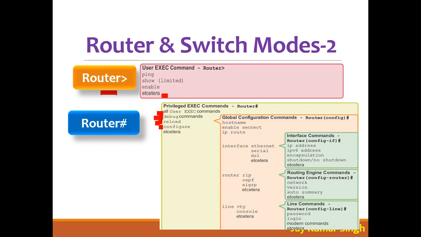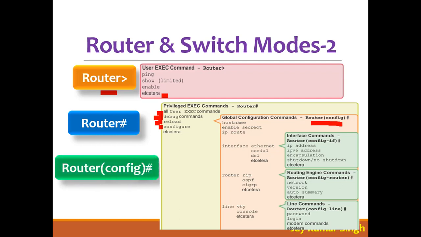Now after that you have the router config, meaning configuration mode, global configuration mode. And after that you have the sub-configuration modes. Like suppose if I see config, it means I'm ready to configure the router, but what do you want to configure.